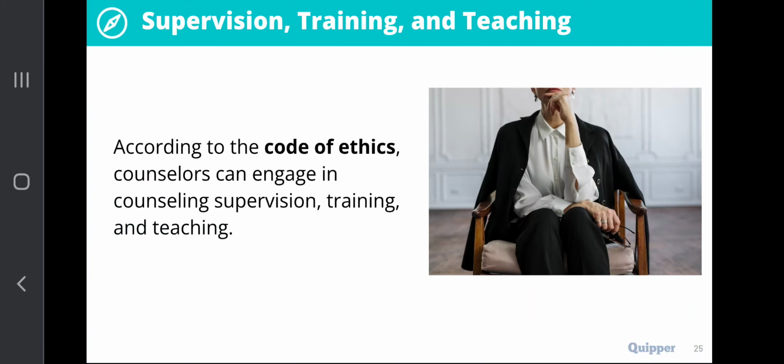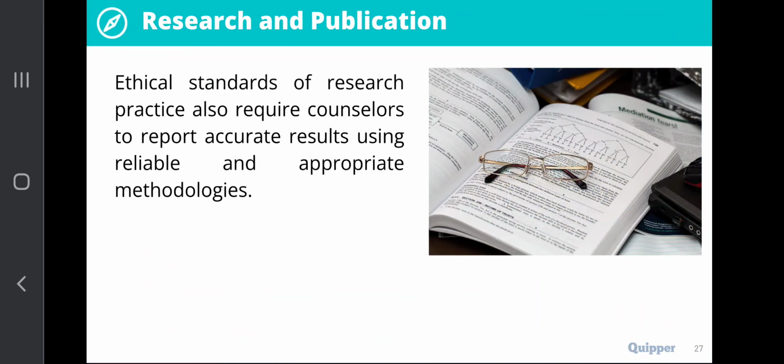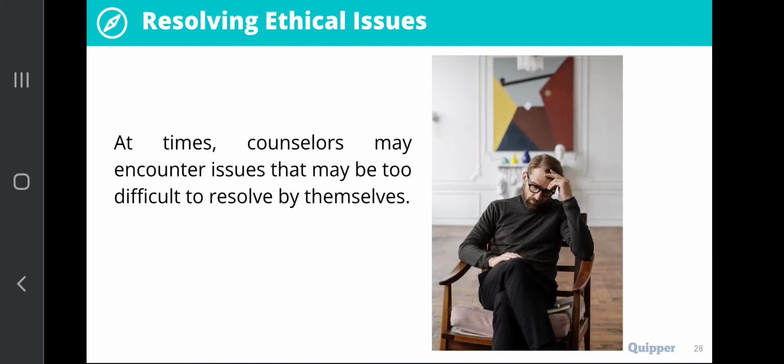Now, according to the Code of Ethics, counselors can engage in counseling supervision, training, and teaching. Counselors are expected to engage in research and publication initiatives that value participant safety, privacy, and beneficence. Ethical standards of research practice also require counselors to report accurate results using reliable and appropriate methodologies.